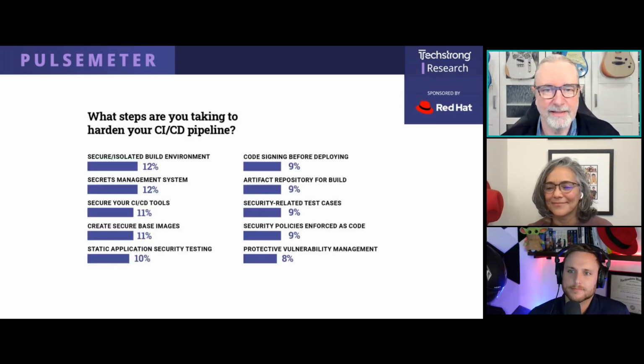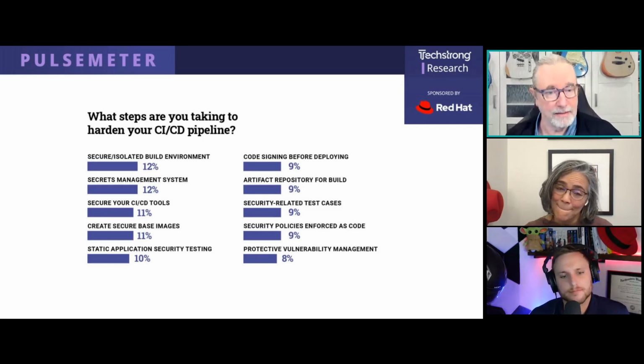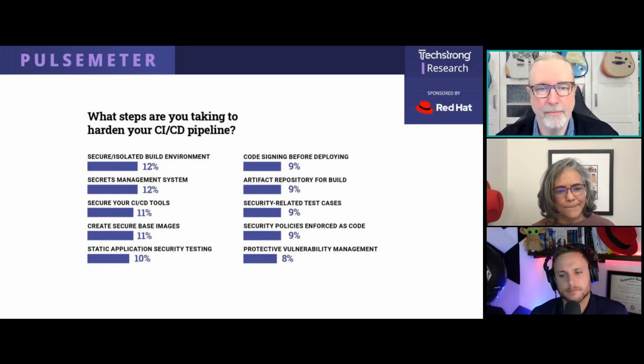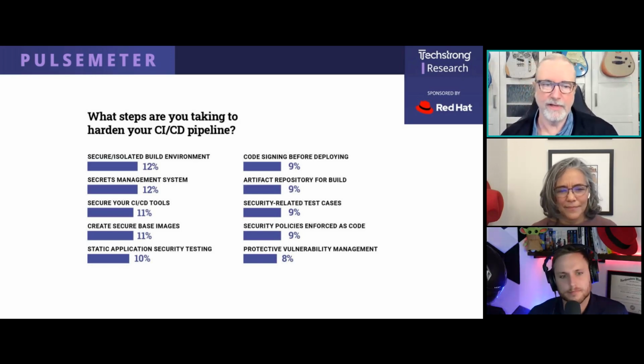I want to jump to our next chart, our next data point. What steps are you taking to harden your CI/CD pipeline? Someone asked in the Q&A, what are the steps to take? This isn't necessarily the linear set of steps or all of them, but for sure some very important ones. Again, we don't have a huge spread between the top and the bottom response, 12 to 8%, a 4% differentiation, and people could select more than one of these options, so it wasn't a pure ranking.